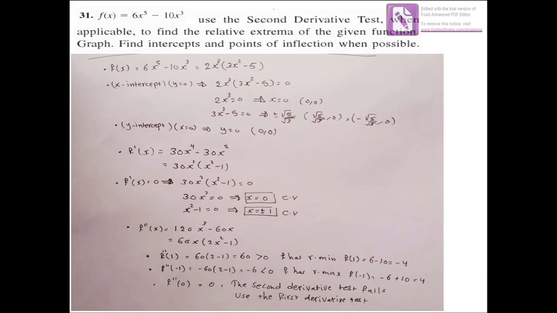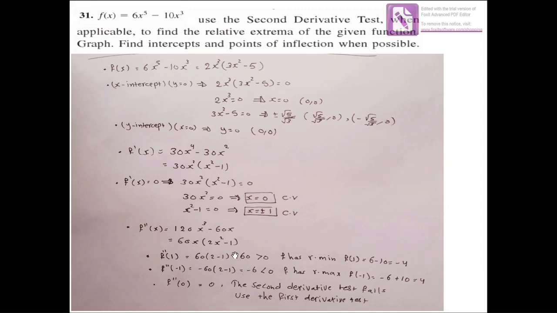Now, to use the second derivative test, first we need to find the second derivative. So f double prime of x, we need to differentiate this one again. So this is the first derivative. The second derivative will be 30 multiplied by 4, 120x cubed, minus 2 multiplied by 30 will give us 60x. So now the second derivative is 60x multiplied by 2x squared minus 1.